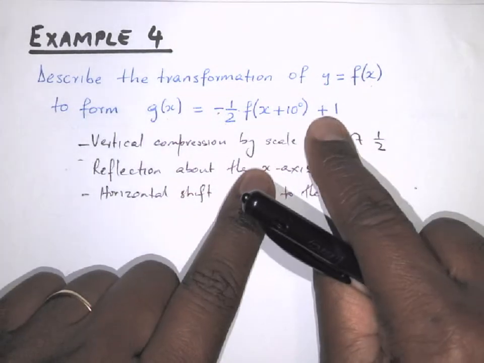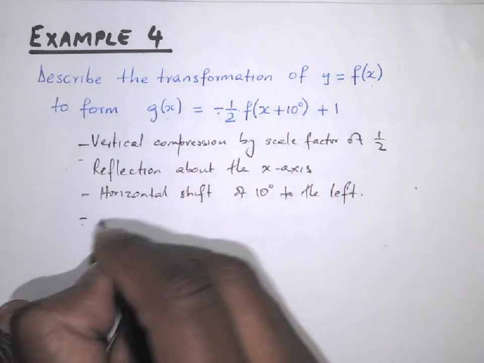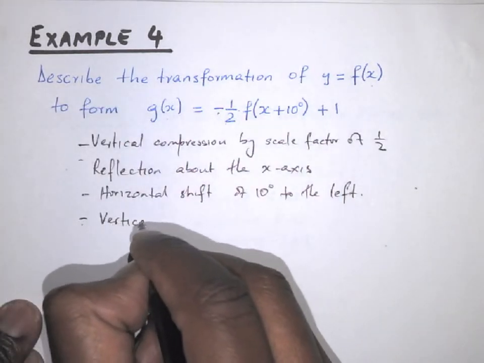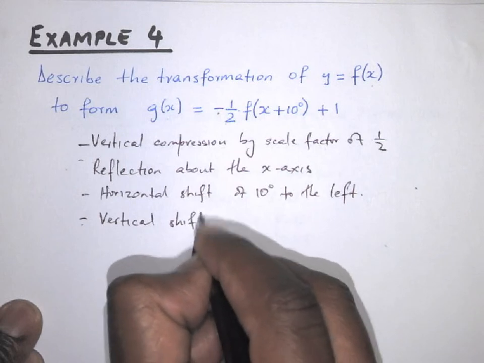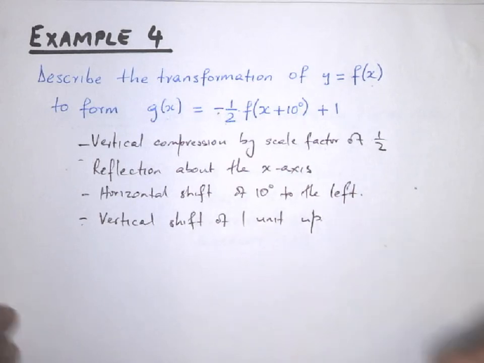Then there is a plus 1. Now what happened? The graph is moved 1 unit up. So it's a vertical shift of 1 unit up. Okay?